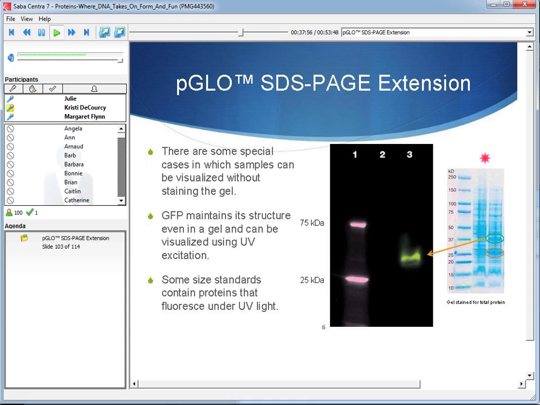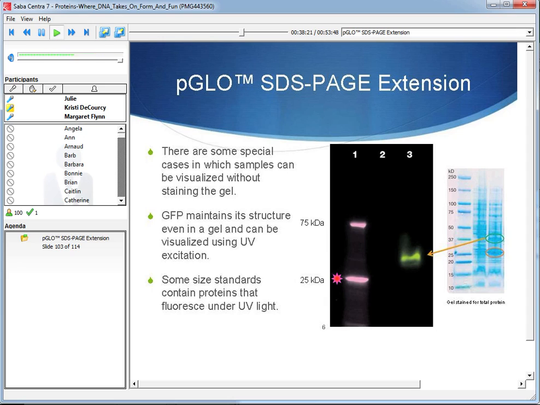This is on the right side, we've got a gel stain for total protein, and the green circle here actually marks the protein band, stained protein band of GFP. But if you take that same gel and put it under UV light, you can see GFP in the gel. And the standard in this case also has two bands that'll show up under UV light. So I just think that's pretty neat.